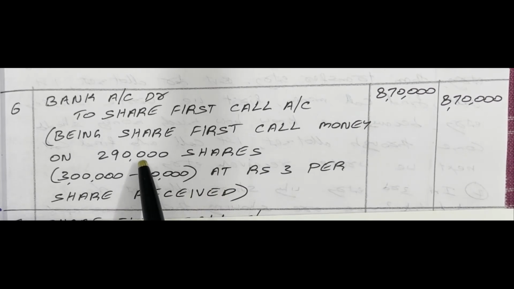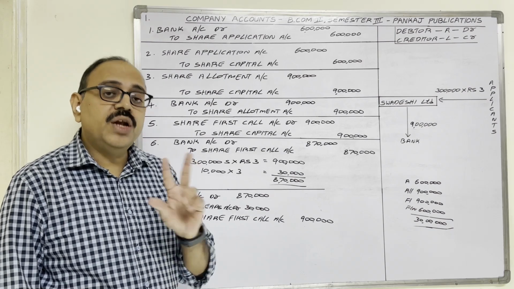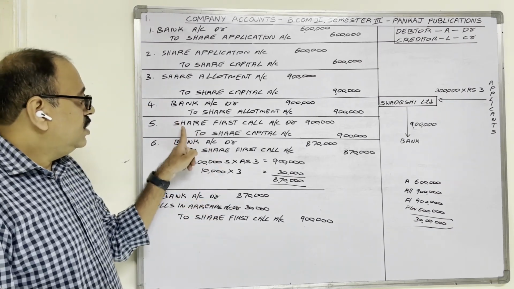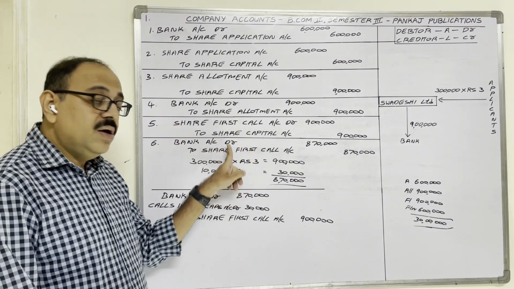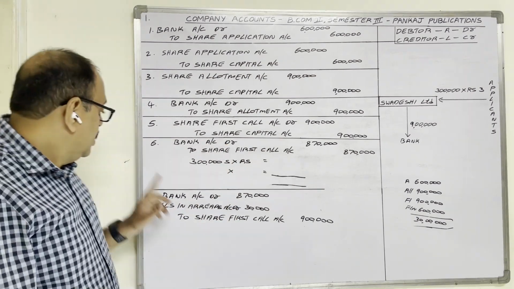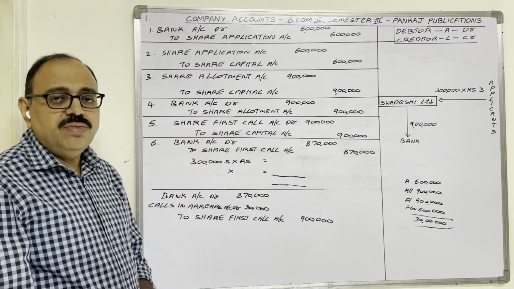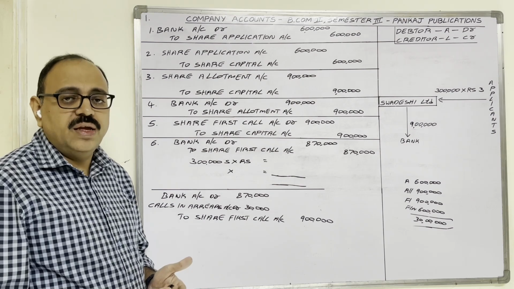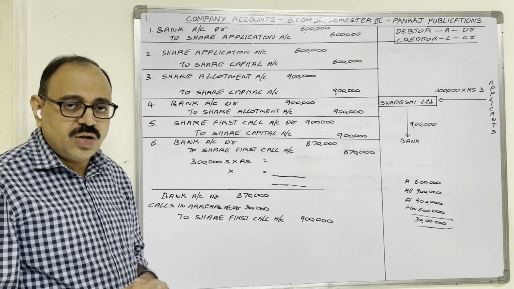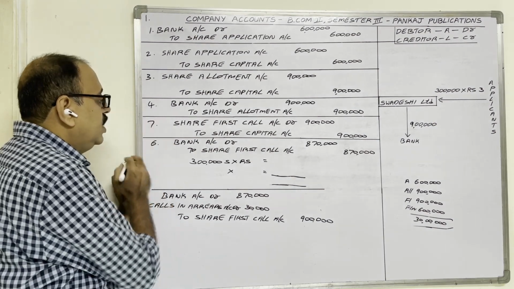How is this 2,90,000 coming? 3 lakh minus 10,000. So remember, for share first call also, two entries we should write. First transfer entry, then received entry. Now come to share final call. 7th entry, 8th entry. So like 5th and 6th entries only, no? For first call what we are writing, same thing will come for final call also. So 7th entry is transfer entry.